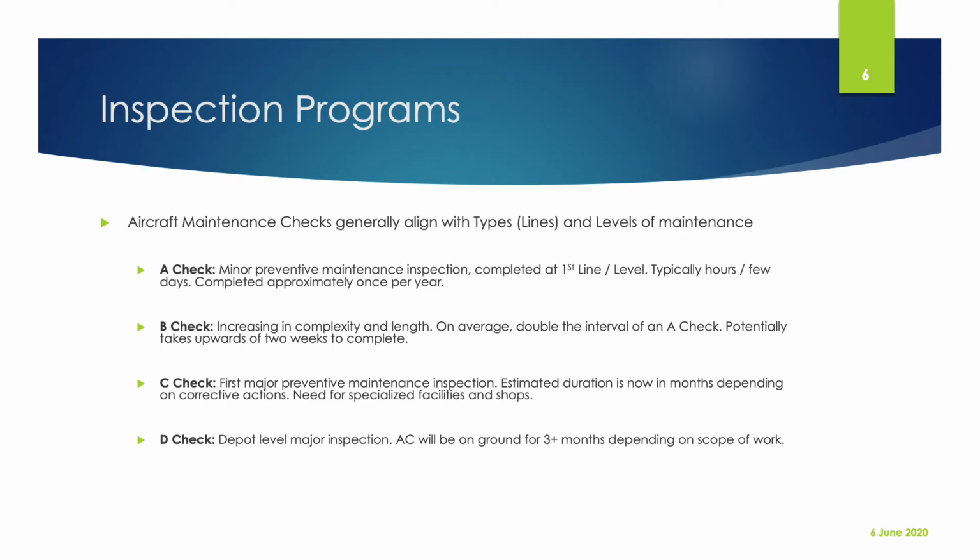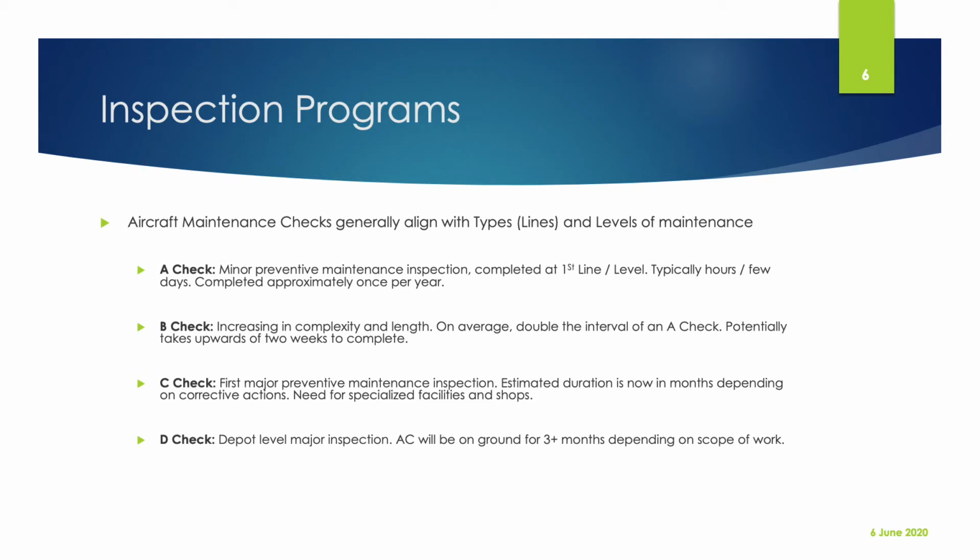B checks, again, we're going deeper. It's double the interval, if you will. So for me right now, I'm looking at a 72-week interval and potentially taking upwards of 2 weeks to complete. Your C checks are really what are considered to be your first major preventative maintenance inspections. The duration for completion is now pushed out to months, and depending on the corrective actions that need to take place, it could be extended even further.